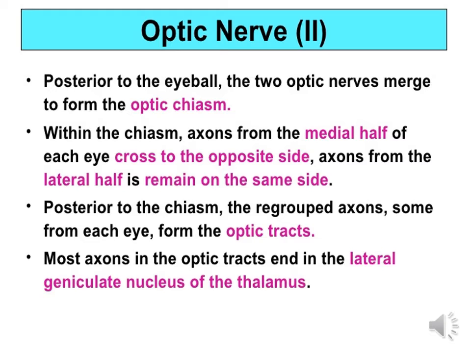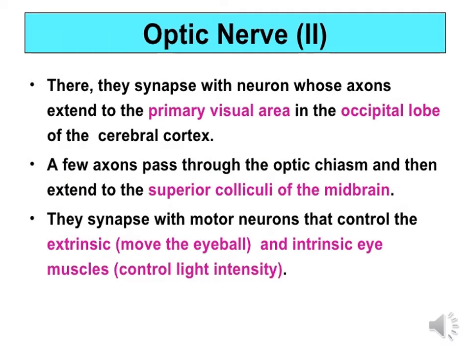Most axons in the optic tract end in the lateral geniculate nucleus of the thalamus. There, they synapse with a neuron whose axon extends to the primary visual area in the occipital lobe of the cerebral cortex. A few axons pass through the optic chiasm and then extend to the superior colliculi of the midbrain. They synapse with the motor neurons that control the extrinsic eyeball muscles and the intrinsic eye muscles that control light intensity.